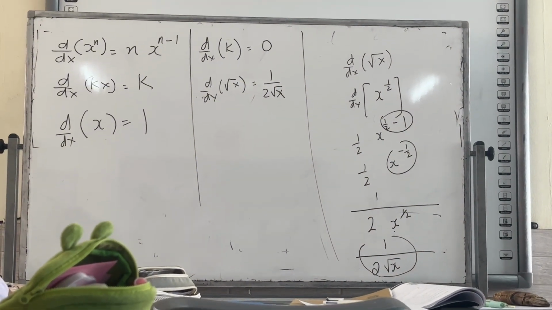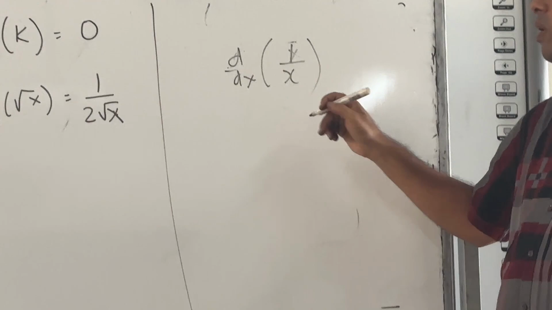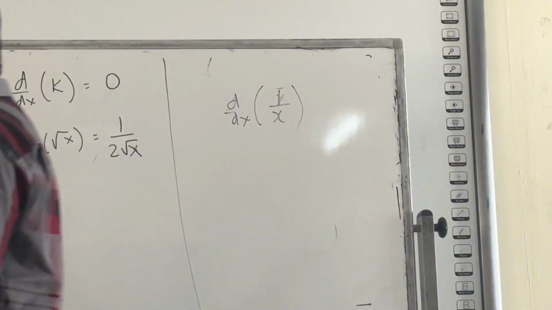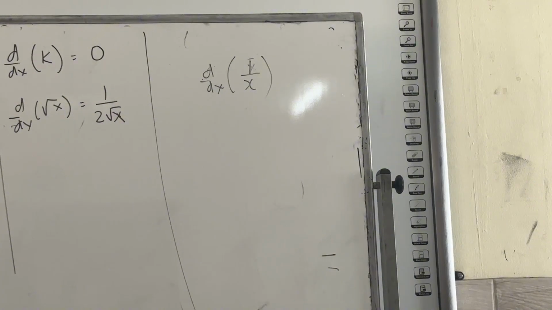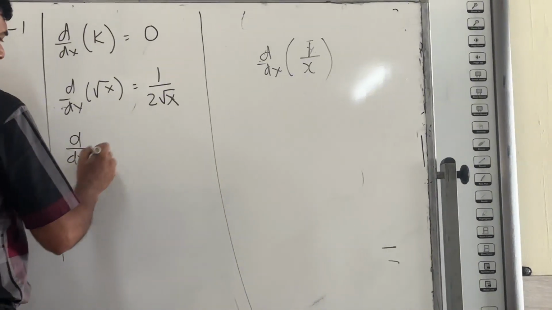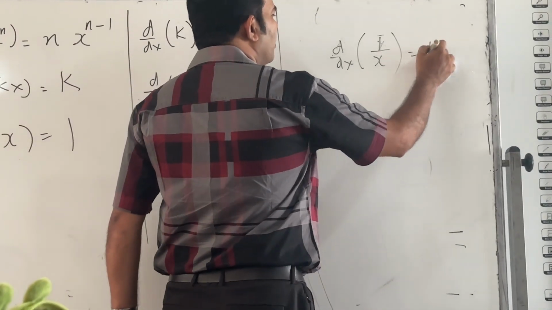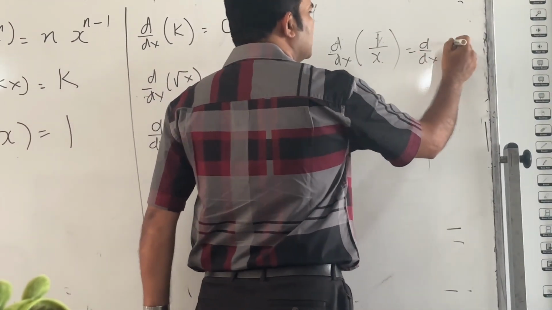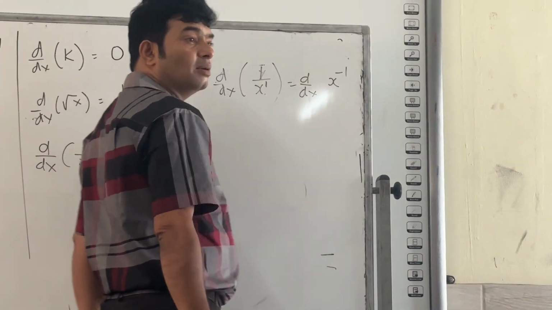Come on, what is the derivative of 1 by x? How to find it out? X raised to minus 1. This is the same as d by dx of 1 by x, which is x to the power 1 taken up, it will be minus 1. Correct or not?